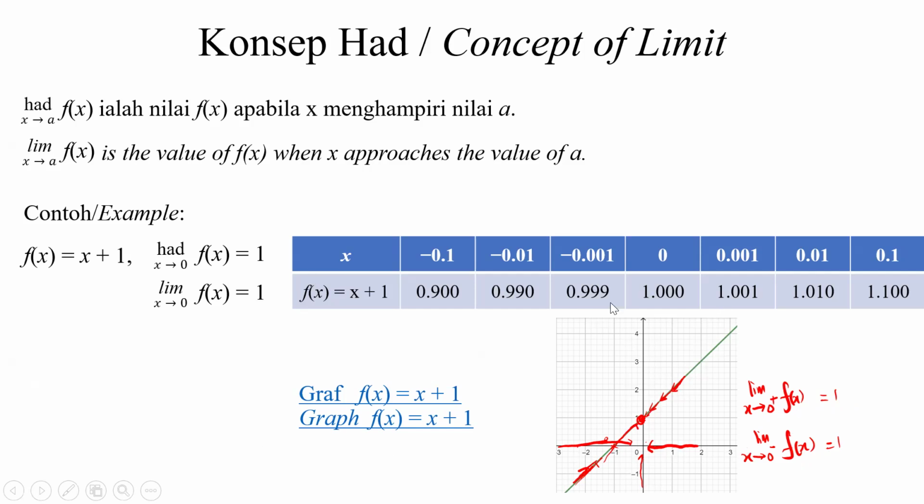So by table, you will notice that all get closer and closer to 1, whether from the left or from the right. By the graph, you can see that as x goes nearer and nearer to 0, your y value all goes to 1. Okay? Right, so that's the idea of the concept.